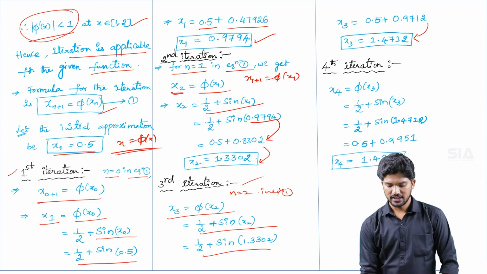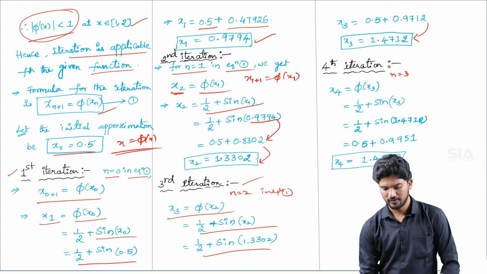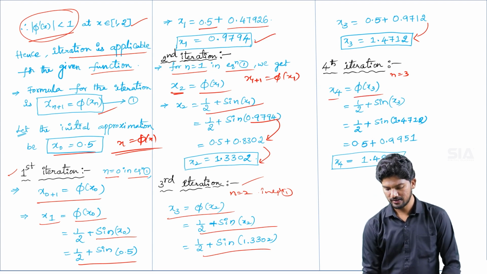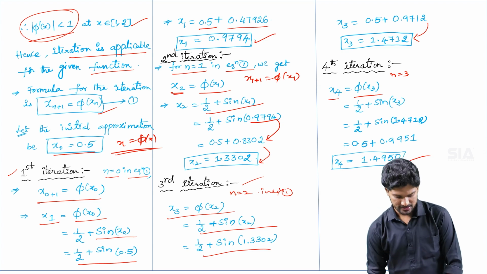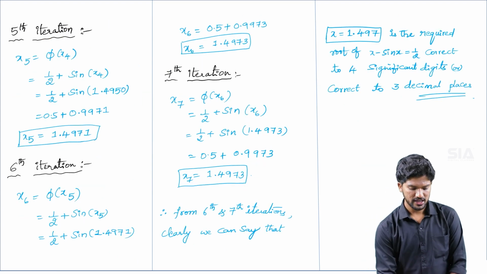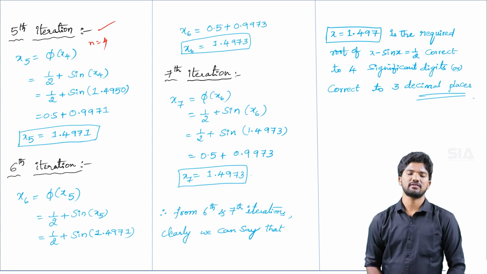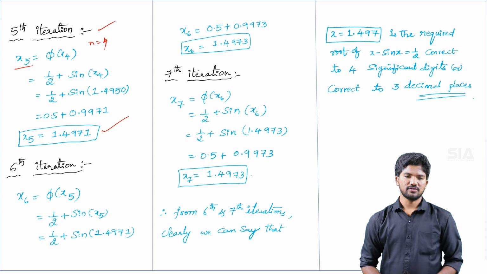Next, the fourth iteration, for n is equal to 3 in equation number 1: x4 is equal to phi of x3, so if you simplify that value you will get x4 is equal to 1.4950. Next, fifth iteration, n is equal to 4 in equation number 1, so x5, if you simplify that, is equal to 1.4971.